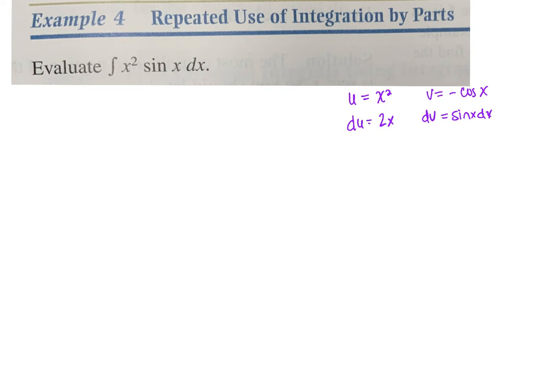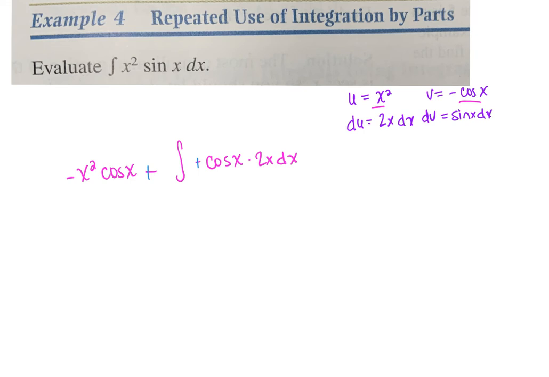the easier thing. And so if I do u times v, so I get negative x squared cosine of x minus, and then I'm going to have my v du, right? So I'm going to have negative cosine of x times 2x dx. This is also a problem, right? So I actually have to do integration by parts again. I would go ahead and change this, by the way, to positives there. But I still have a problem.